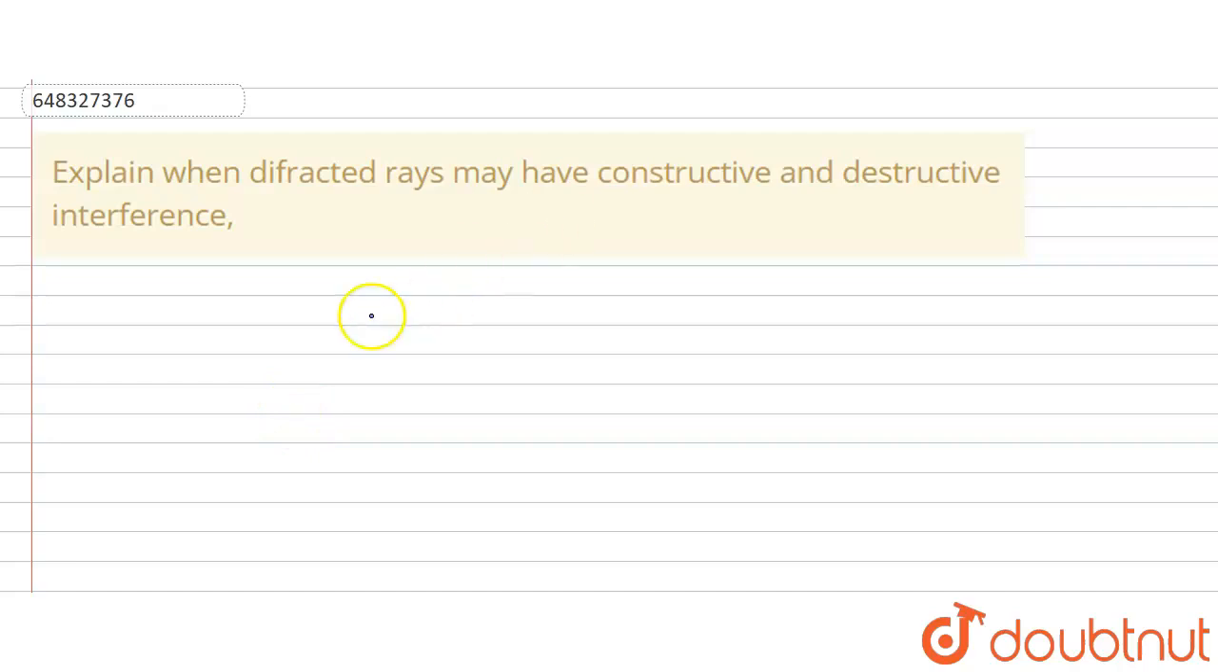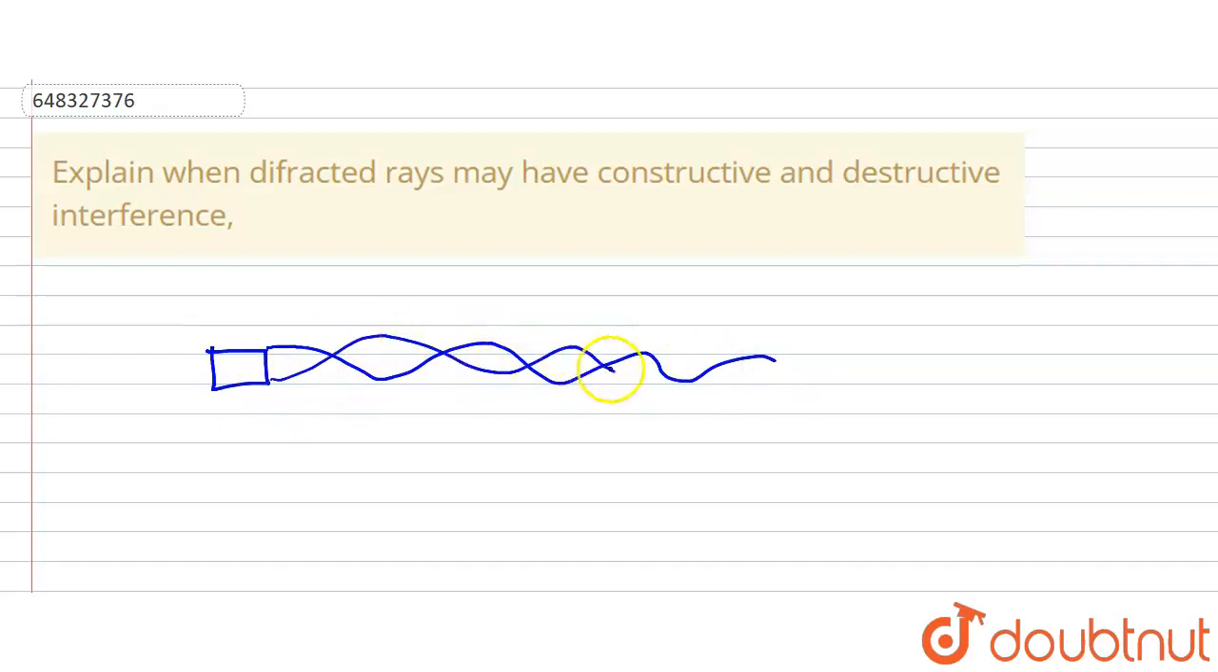Hey everyone, so the question I have got today is: explain when a diffracted ray may have constructive and destructive interference. To understand this, we first have to consider that there are two waves. One wave is that, and another wave which is, there are two waves and those two waves are generating from one source, and in the second case, there are two waves.